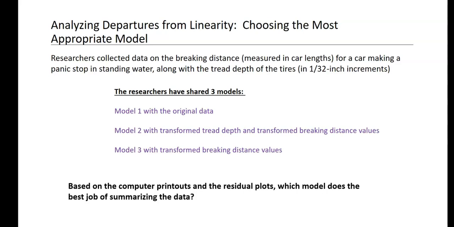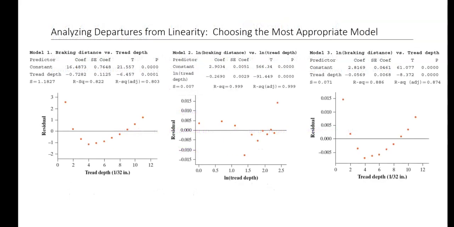Which model does the best job? They've got three models here, and they did all the number crunching for us. They even graphed the residual plots. Let's look at the residual plots first. There are three models, 1, 2, and 3. Of those, which one looks like the most scatter on the residual plot?